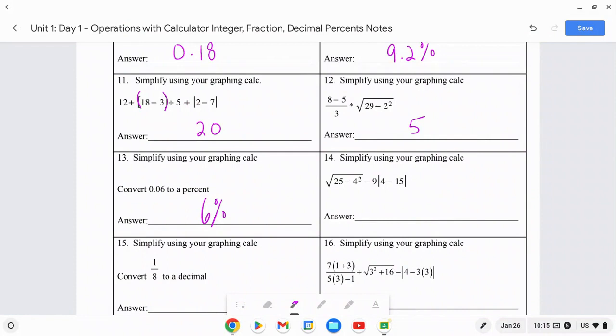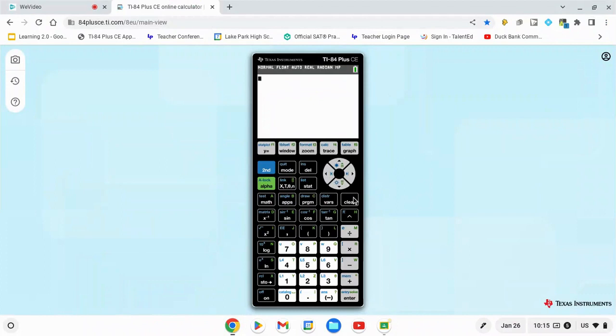Okay, 14 reviews square root, exponent, and absolute value again. So hopefully you're getting the hang of this with the more practice that you're doing. So hit clear, and then to get the square root, I'm going to hit second x squared, and then 25 minus 4. And then for the second power, again, I could use the caret button, and then second power. Just make sure you hit the right-hand arrow to get out of the exponent, and then hit the right-hand arrow to get out of the square root, because we need to get completely out of the square root now.